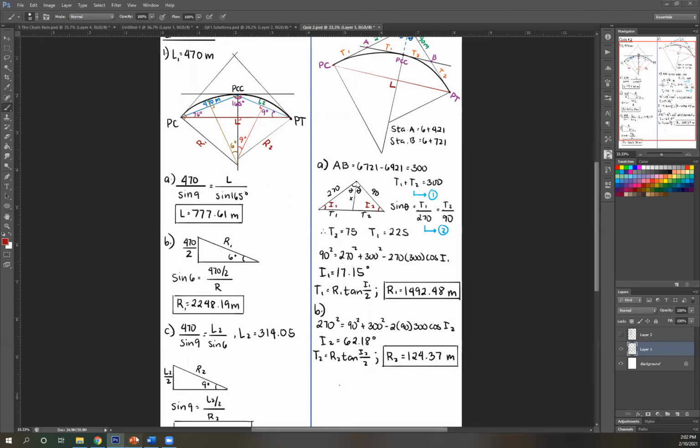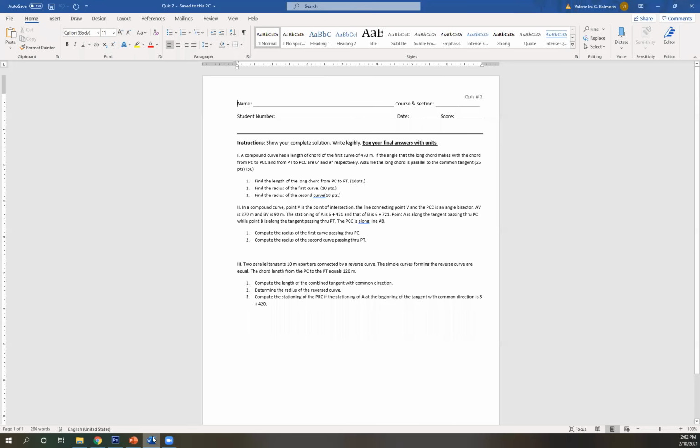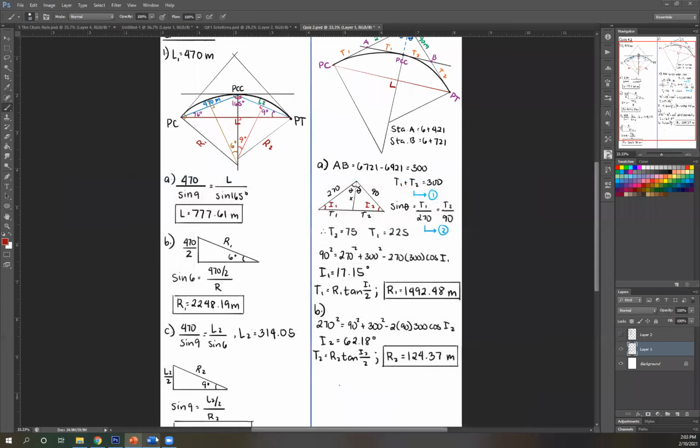Next, part number 2, trigonometry. Number 2, find the radius of the first curve. I want to know R1. So again, I can solve for R1 just using trigonometry. So how? Look for another right triangle.